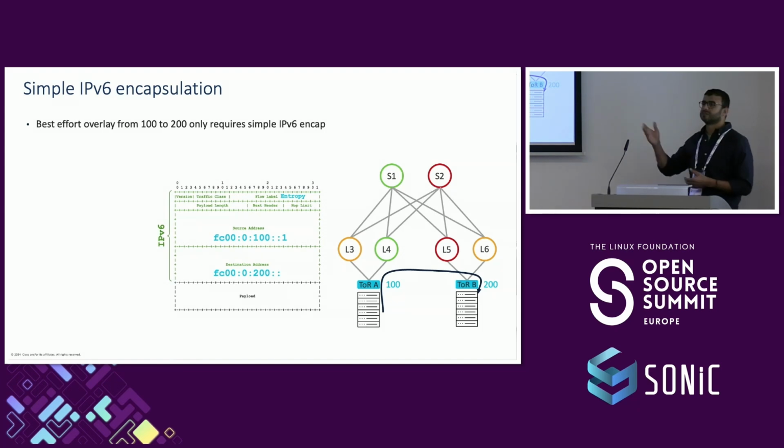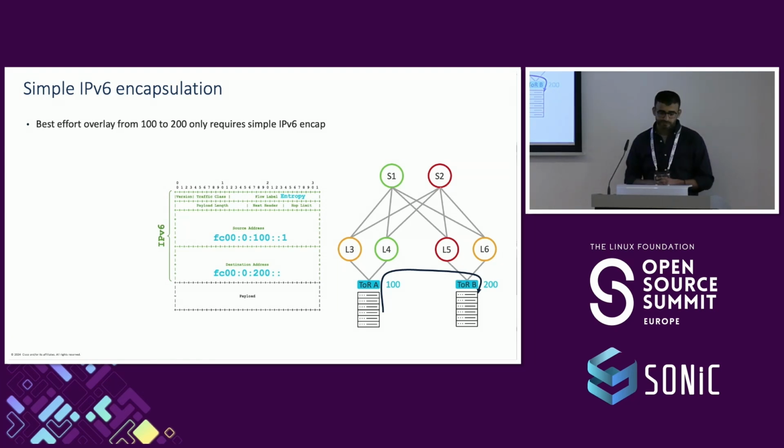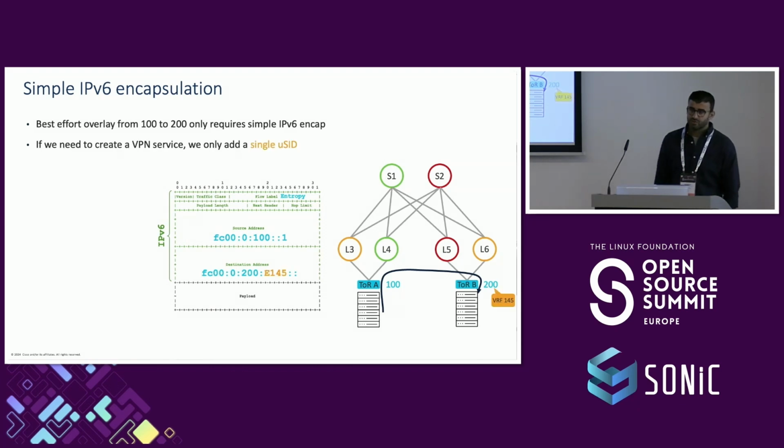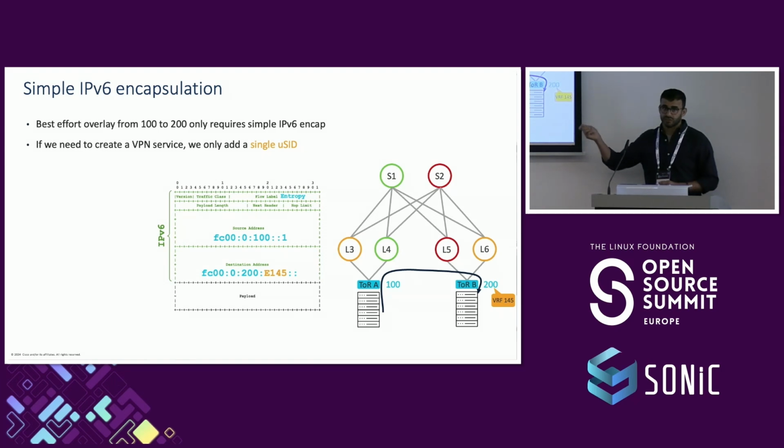You can even read the destination address. Within this SRv6 domain, take this packet and deliver it to node 200. But let's say you want, on top of that overlay network, to deliver some kind of multi-tenancy or a VPN service. How am I going to achieve this with SRv6?